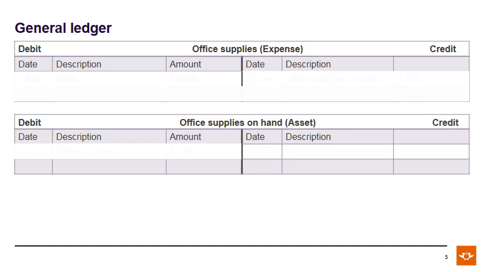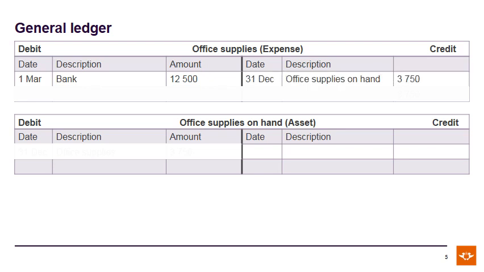What will it look like in the general ledger? Our purchase of the stationery on 1st of March will show here on the debit side of the office supplies expense account. Then on the 31st December, we will transfer from the office supplies expense account the amount that is left over into the office supplies asset account.